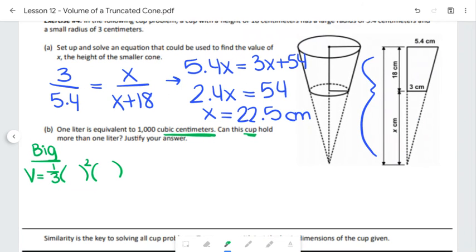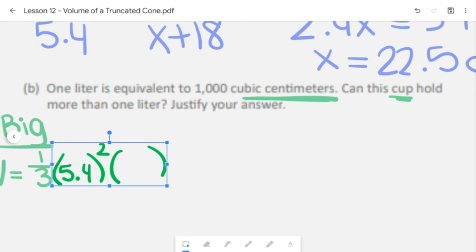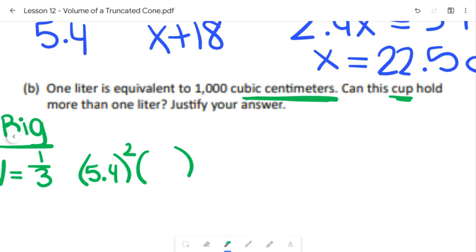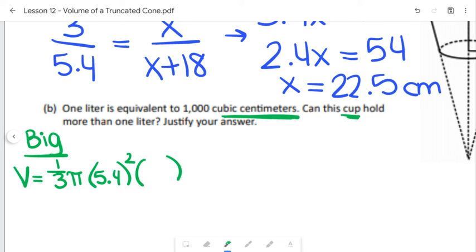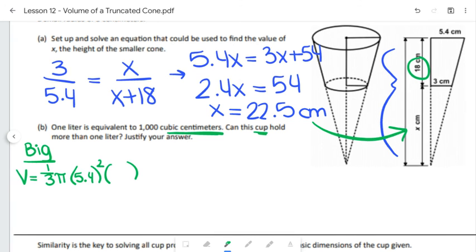So we're going to do the volume of the big. So the volume of the big is going to be the larger radius, so 5.4. Ooh, I forgot to include pi there for a moment. Sorry about that. I could have stuck it on the end since it's commutative, but just out of habit, 1/3 pi r squared times h. The height of the big one now, remember, is the 22.5 plus the 18. Like, this is x. So I'm looking at 40.5.